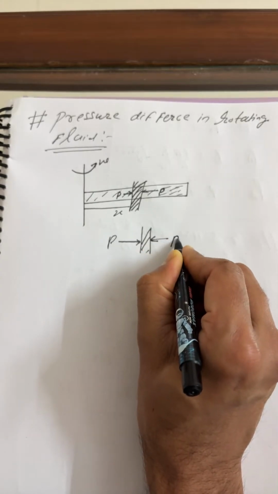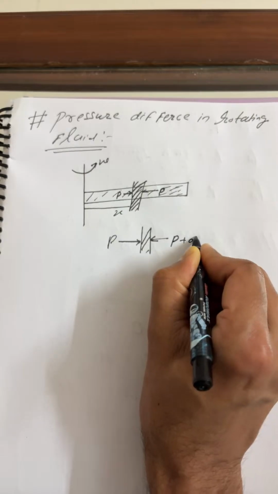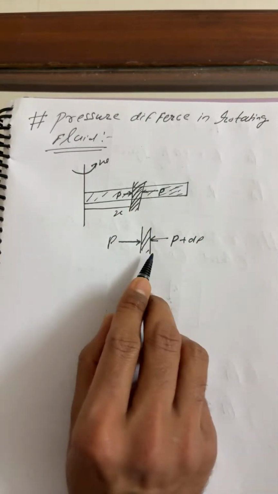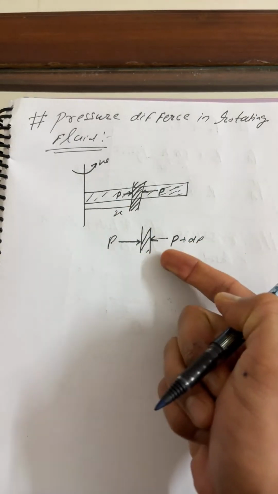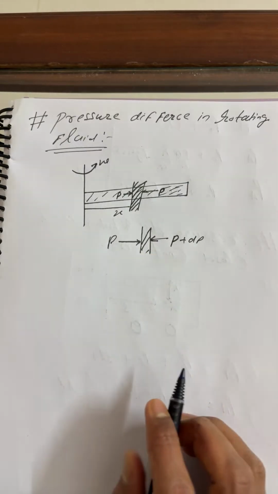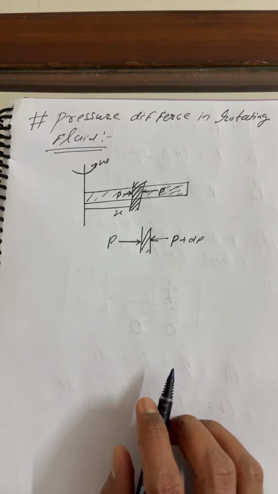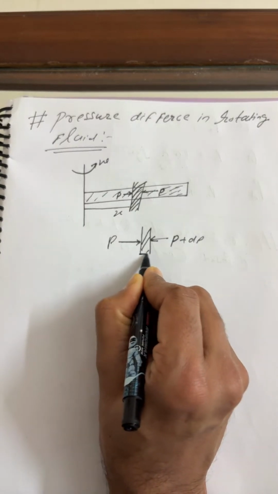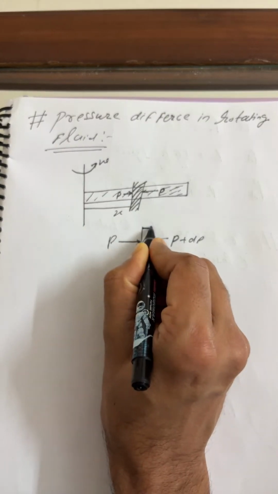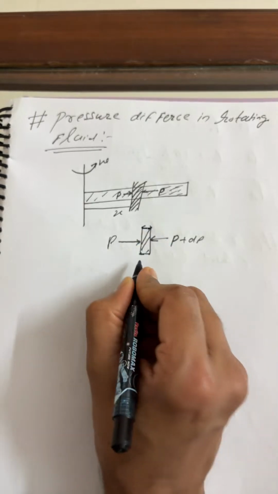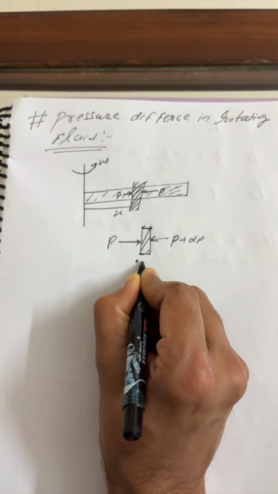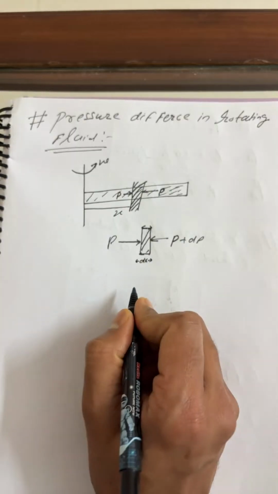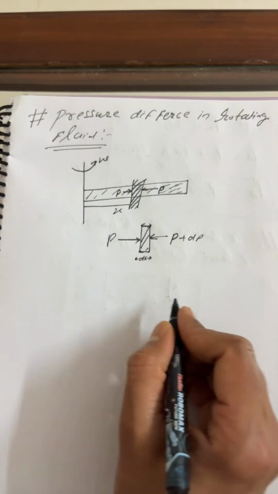So this is what, my dear? This element towards the right, beta, is P only, and on the left is P plus dP. This is the pressure difference. Now I have taken an element, so we must write the length. You can see this is dx. So what is the length, beta?